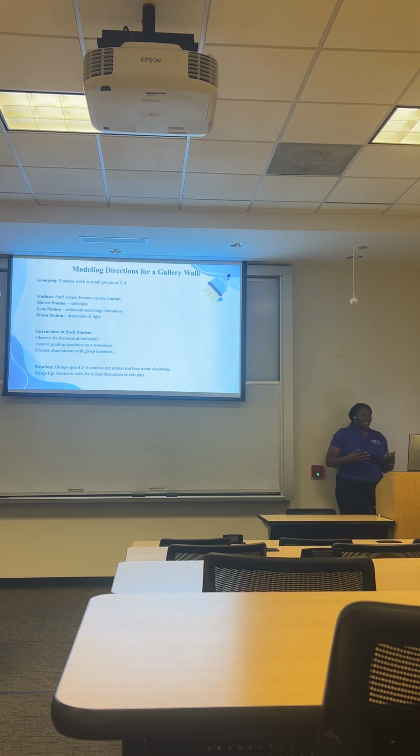So for the modeling direction, as I already went over, students will work in small groups of 3 and 4, each station focusing on one concept: a mirror station, reflection; a lens station, refraction and image formation; a prism station, dispersion of light. The instruction is to observe the models and demonstrations, answer the questions on the worksheet, and discuss observations with your group members. This rotation will last around 2 to 3 minutes, and then we'll go clockwise, and then students will return to their seats and have a class discussion or a quiz.